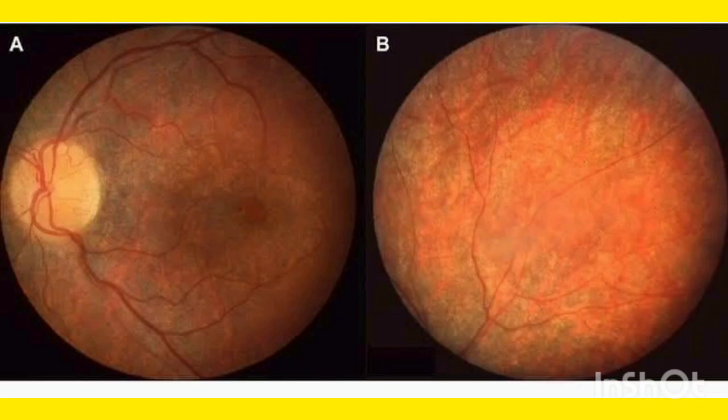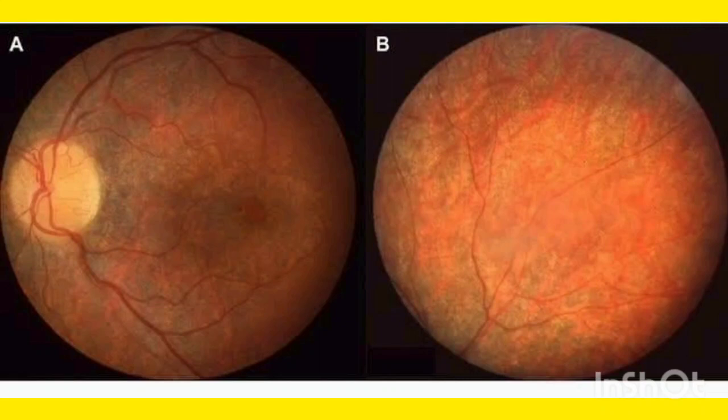And this is a question. It came in NEET PG. Retinitis pigmentosa is a feature of which of the following diseases? There were so many other options, and among that there was Refsum disease. Refsum disease will be the answer. So retinitis pigmentosa, Refsum disease.